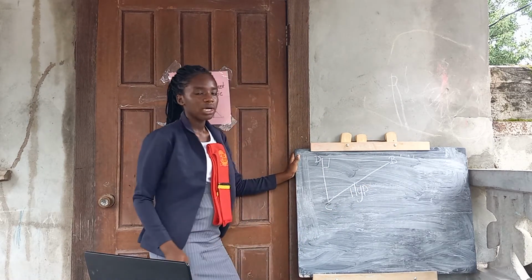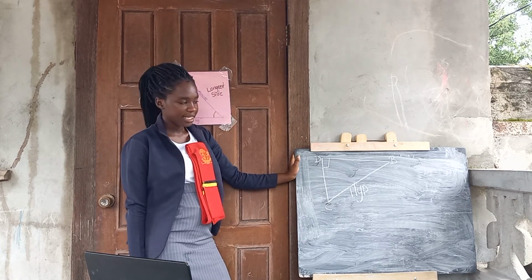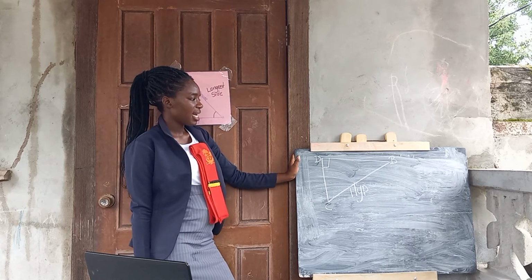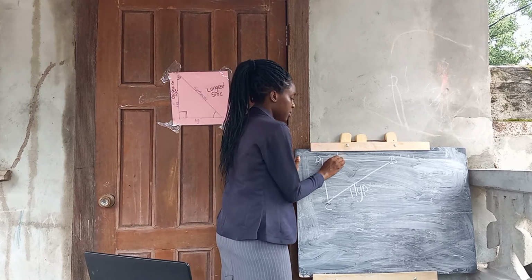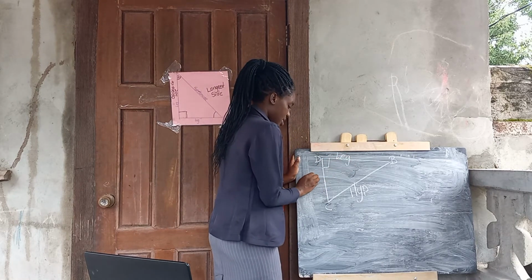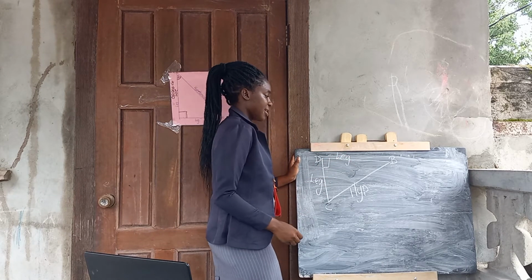So what is going to be the 2 legs, Danielle? BD and CD. Very good. So this is a leg and this is a leg. Very good.